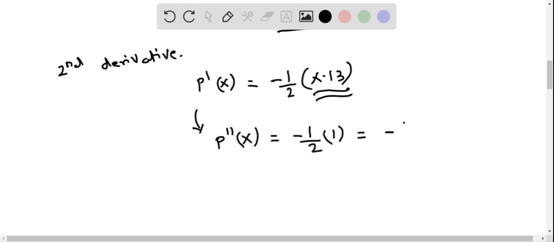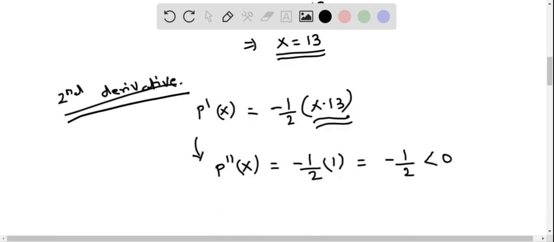So this basically equals negative half, and this is always going to be less than 0, which is a negative quantity. According to the second derivative test, if the second derivative is less than 0 at the point x equal to 13, and this one is already independent of x, so it's always going to be negative. And this confirms that this x equal to 13 is a point where the profit is maximum. So we confirm that at x equals 13, profit is maximum.